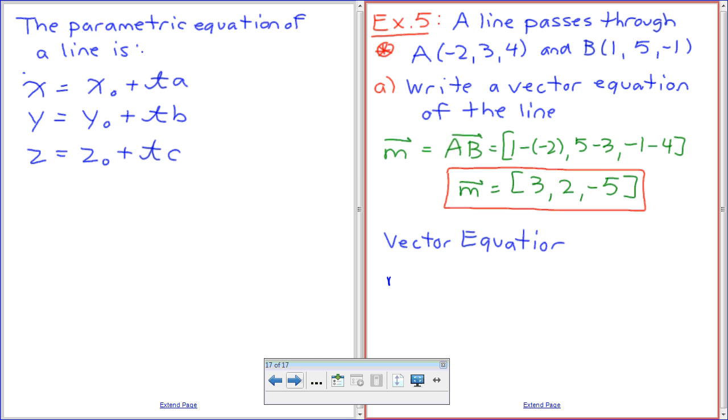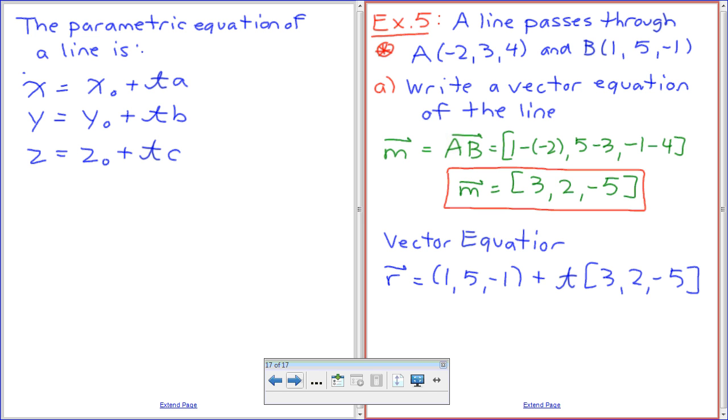So go ahead, Nathan. R equals... what's your point? 1, 5, and -1. Okay, good. Plus... Remember, it's something multiplied by your slope. It's going to be something multiplied by your slope. All right.